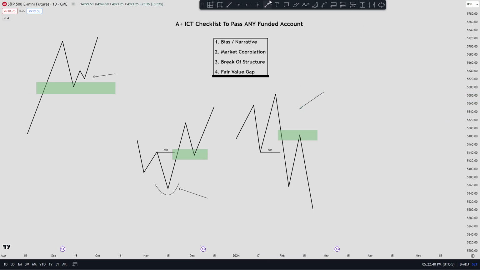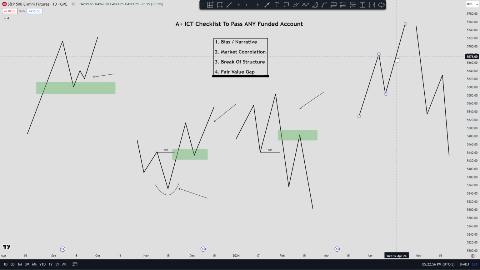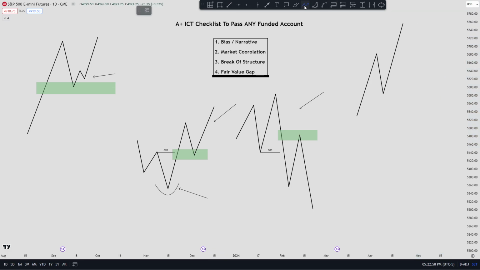This is what we want to see on the lower time frames, followed by market correlation, meaning if we want to see higher prices, we want to see the correlated markets push lower as well. Or if you're trading something like the ES, you want to see their correlated markets push higher as well. And I'm going to get into some examples of this, but this is essentially the 4 checklists that I look for when placing a trade that can pass any funded account.